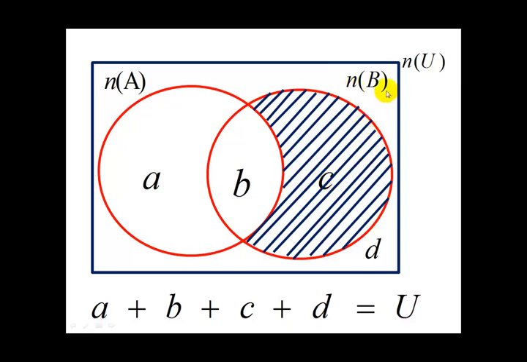n(B) represents the number of students who read biology. But out of the number of students who read biology, there are some students who also read Greek. So if you want to know the number of students who read only biology, then you have to subtract the both region from n(B), and that will give you C. Also, if you want to know the number of students who read only Greek, then you have to subtract the both region, that's the number of students who read both, from the number of students who read Greek, and that will give you the number of students who read only Greek.